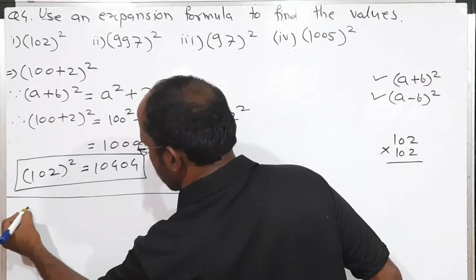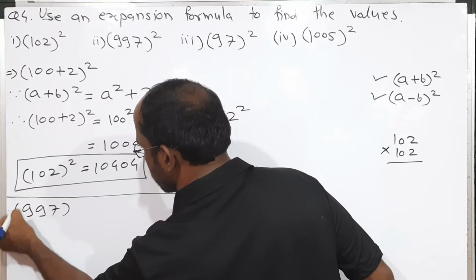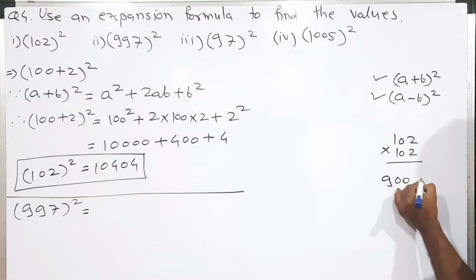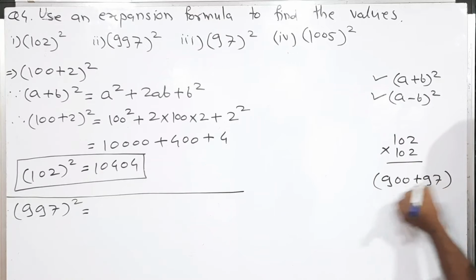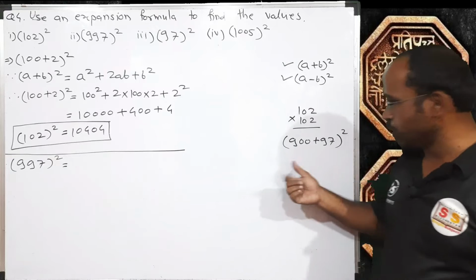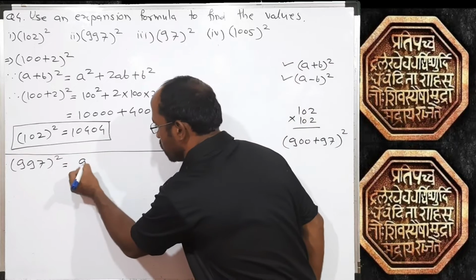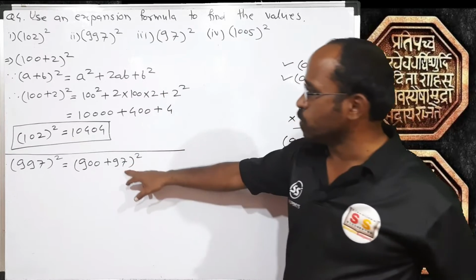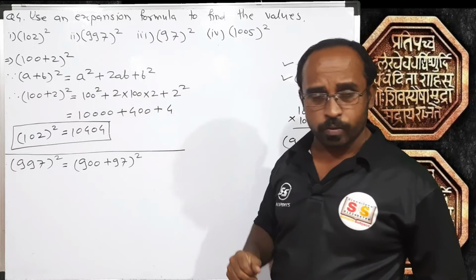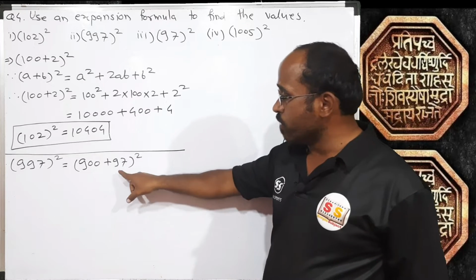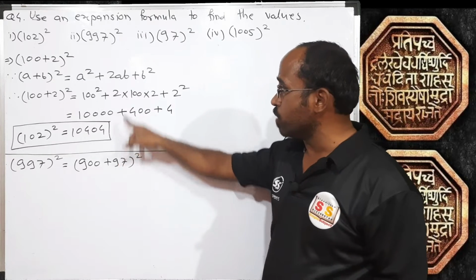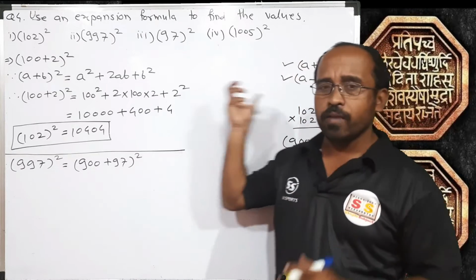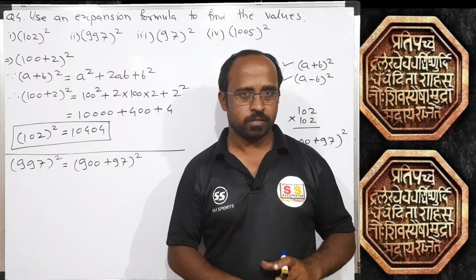Next question is 997 square, which can be written as (900 plus 97) square. Right? But students, if we write it as (900 plus 97) square and use the formula of a square plus 2ab plus b square, we have to find the square of 97 as well as multiply 2 by 97, which is a tedious task. And why are we using the formula? To simplify the task, right?